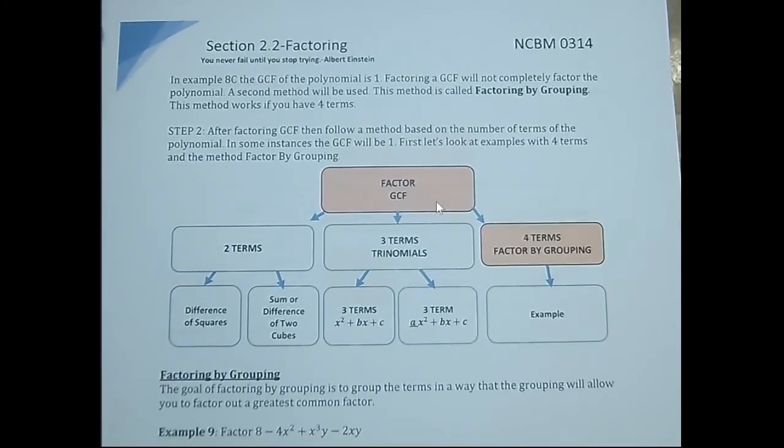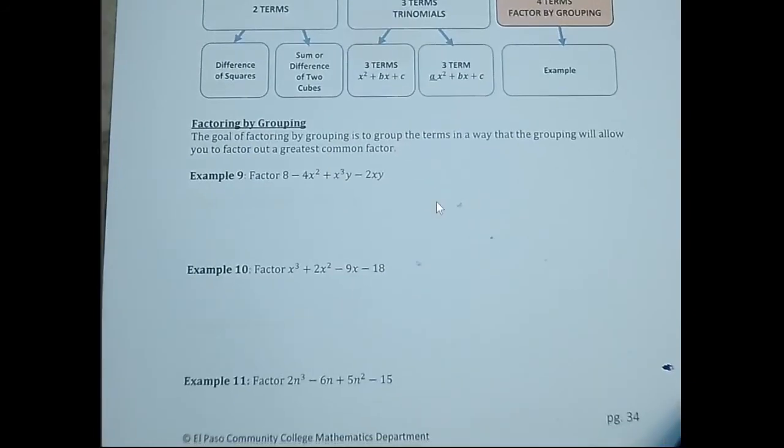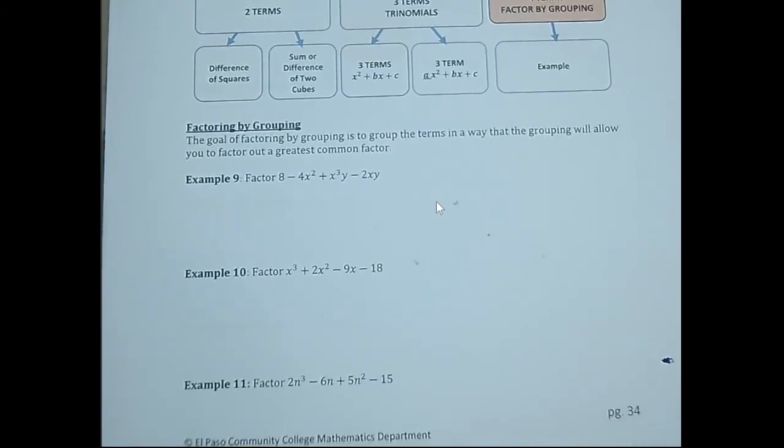Step 2 is if you can't factor a greatest common factor, then you want to ask yourself, do I have 2 terms, 3 terms, or 4 terms? In this case, we're going to focus on the 4 terms. So the goal of factoring by grouping is to group the terms in a way that the grouping will allow you to factor out the greatest common factor.